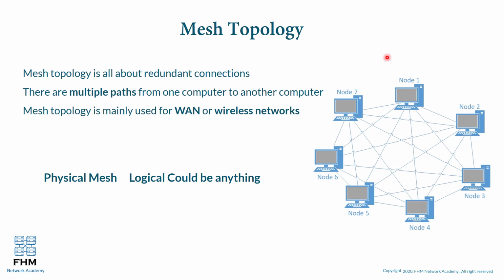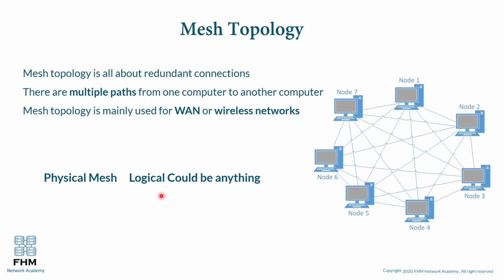So mesh topology is mainly used for WAN or wireless network implementation, where communication failures are a critical concern. The internet is an example of the mesh topology. Because of having point-to-point connection between each node in a specific channel, we just have a physical mesh topology and we don't follow any logical rules here. So the logical topology or the access method could be anything because the connectivity between nodes are point to point.